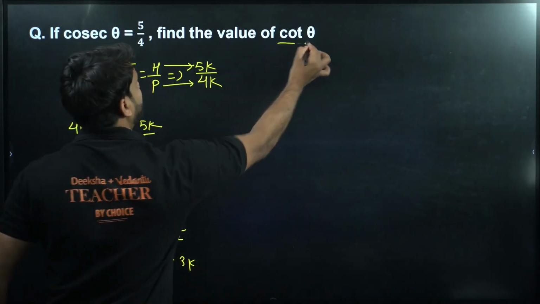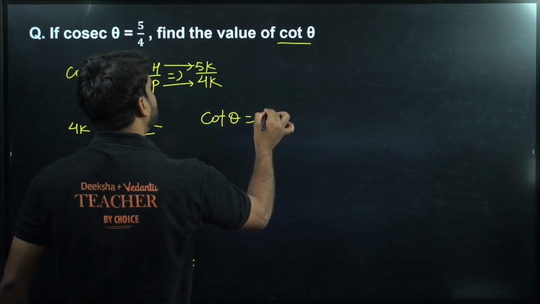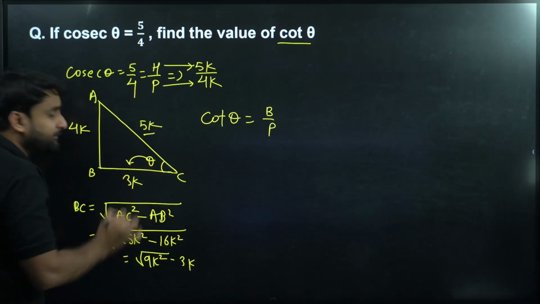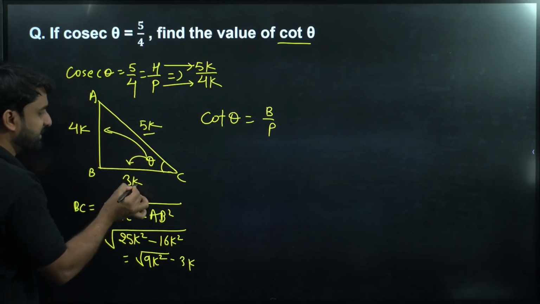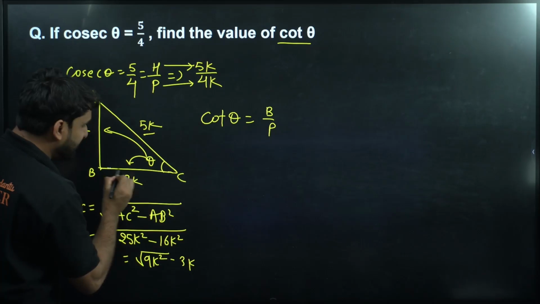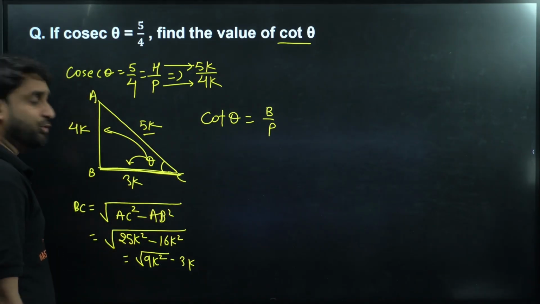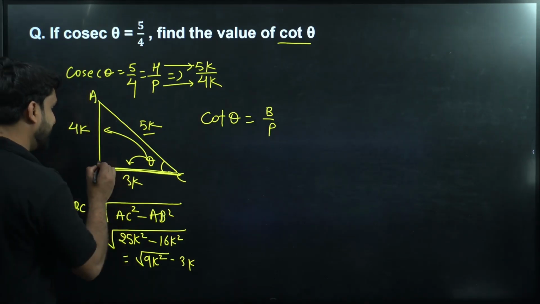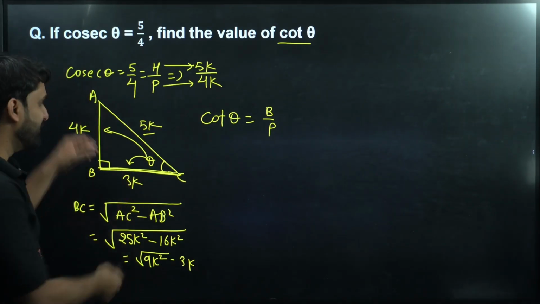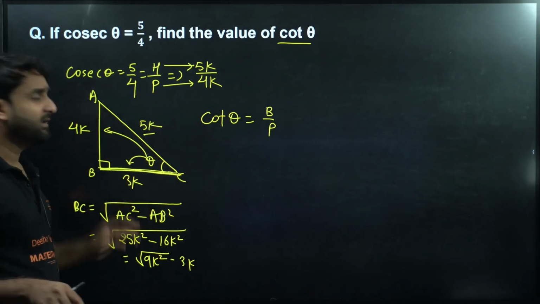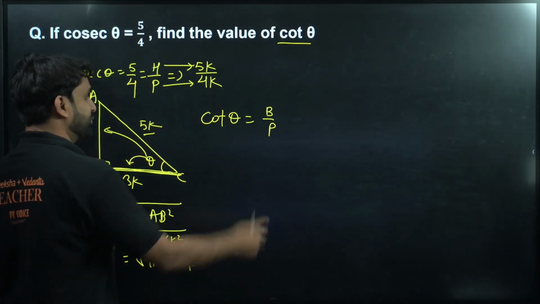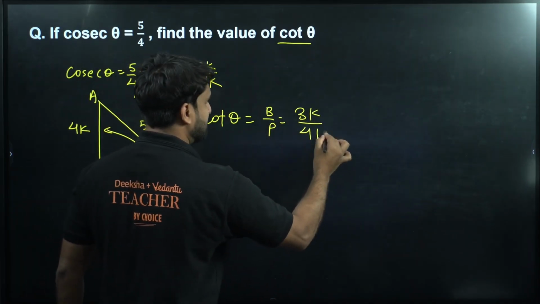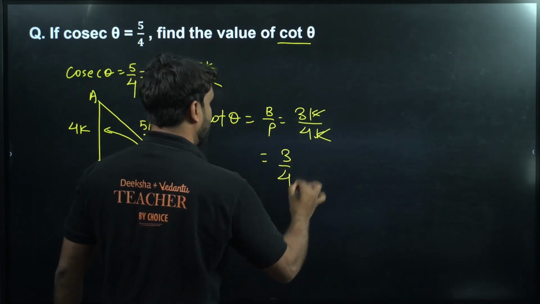Okay, now what will be cot theta? Cot theta is equal to base by perpendicular. So for this theta base will be this, and perpendicular will be this. Why base? Because theta is lying on this line. So the line which is connected with theta will become base, and this is hypotenuse because 90 degree here. Hypotenuse never changes. Hypotenuse is king. Whether you change the orientation of triangle doesn't matter. The hypotenuse will always remain fixed. So base will be 3k and perpendicular will be 4k. So the answer is 3 by 4, the correct answer.